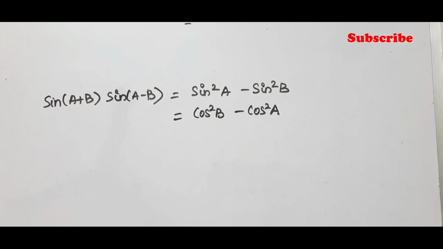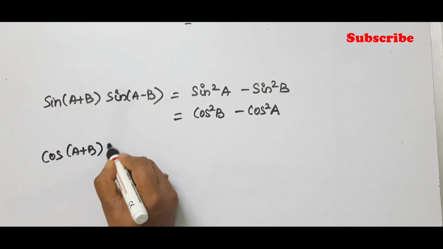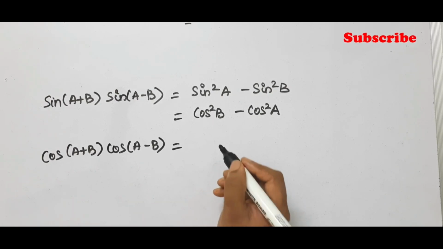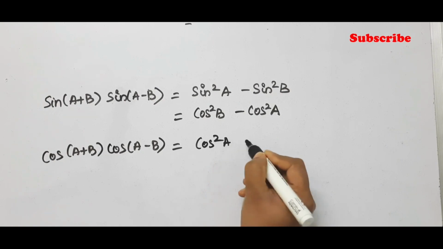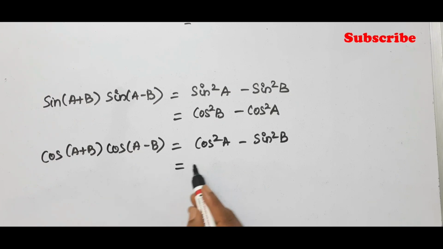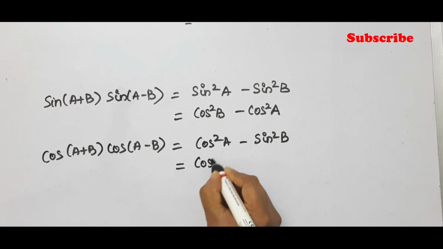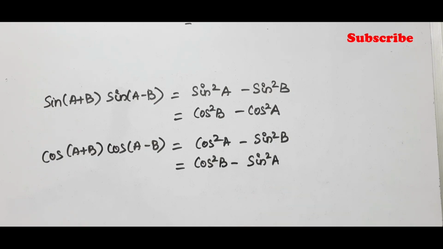Okay? Cos of a plus b into cos of a minus b can be written as cos square a minus sin square b. The same can be written as cos square b minus sin square a. Okay, you remember these two formulas. They will be very useful in solving problems in your competitive exams.